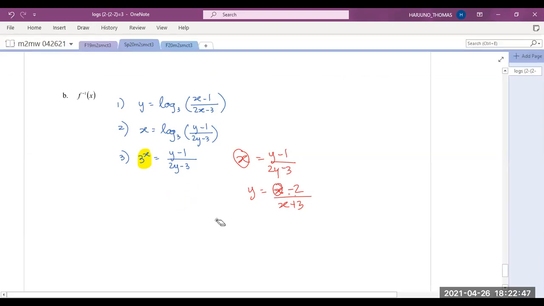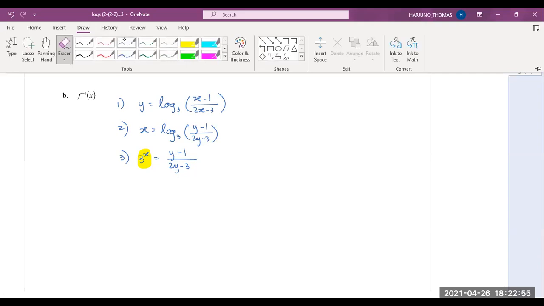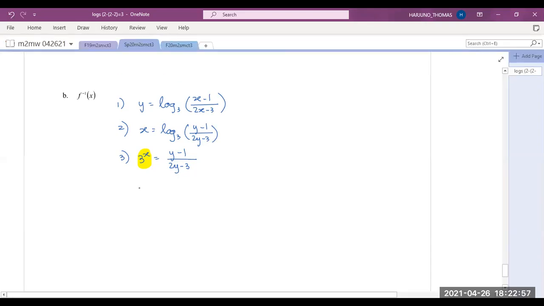Now let's see. So instead of having y equals anything in terms of x, we will have y in terms of 3 to the x. So 3 to the x times 2y minus 3 equals y minus 1, right? Okay, 2 times 3 to the x times y minus 3 times 3 to the x equals y minus 1.